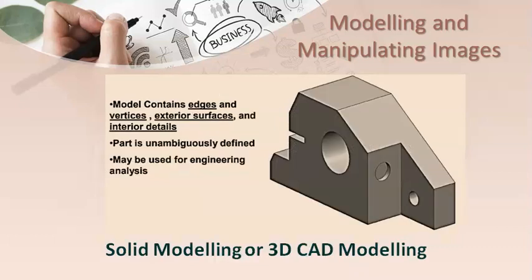This final 3D image represents solid modeling or 3D CAD modeling. The model contains edges and vertices, exterior surfaces, but also provides detail of interior parts. This part shown here is unambiguously defined, and so for that reason it may be used for engineering analysis.